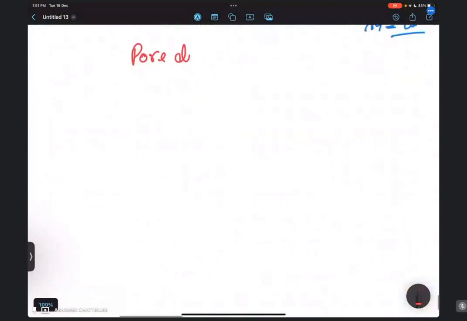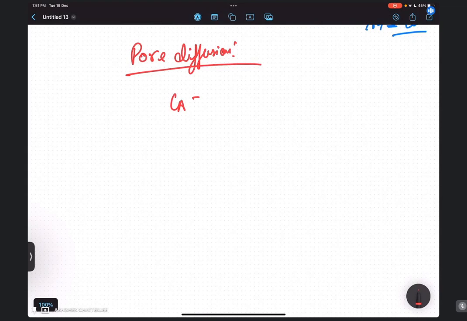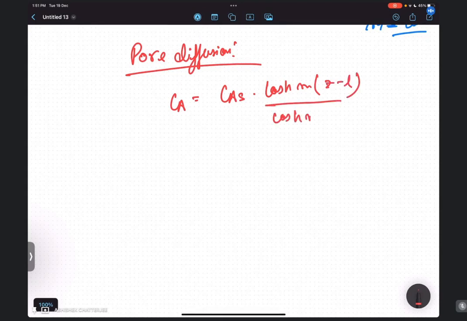Yes, so in pore diffusion, what formula you got? You got CA is equals to CAS into cos hyperbolic M (Z minus L) divided by cos hyperbolic ML. Now here you can put any random Z and you will get your concentration at this random Z. Clear? That was only our basic idea.